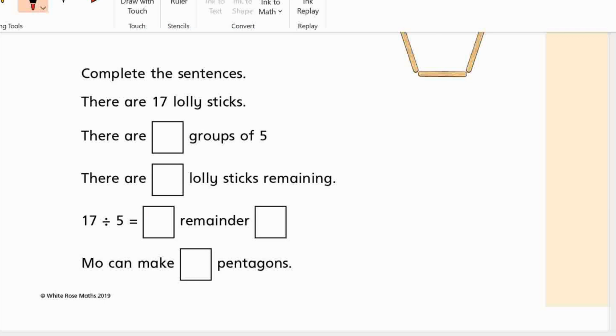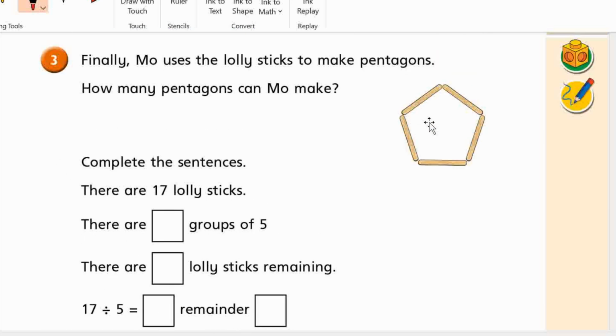You'll find yourself repeating the same numbers, but we have a different shape. This is a pentagon. Finally, Mo uses the lolly sticks to make pentagons. How many pentagons can Mo make? Well, first of all, how many sides does a pentagon have? 5, okay? So we need groups of 5. And again, he has 17 lolly sticks in total. That's all the lolly sticks, and I've already put them in groups of 5. We've got 1 group, 2, and 3, and then the 2 left over.